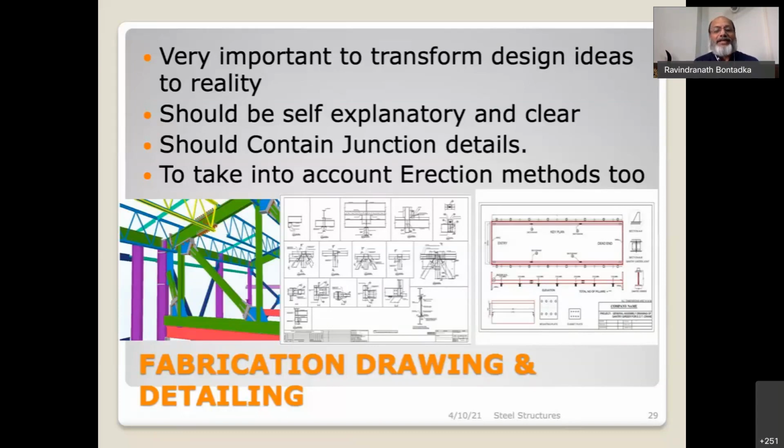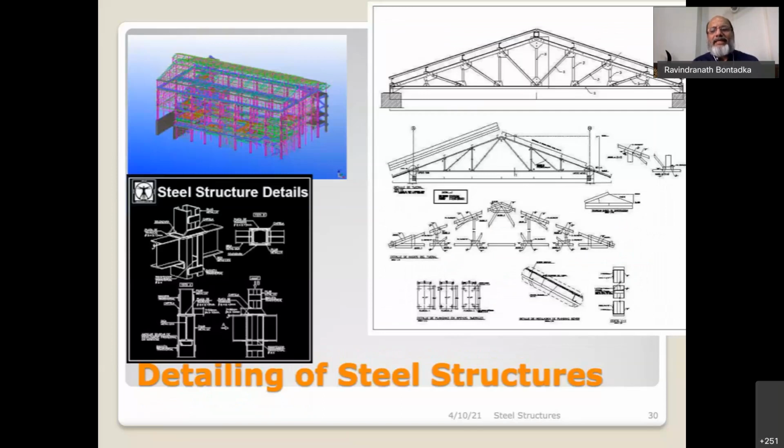When you are making a fabrication drawing and detailing, it is very important to have a discussion with the fabricator and the erector together about how it has to be, and then we detail it accordingly. The next is detailing of steel structure. As I said, this is one example on the truss. It's not just truss. We start with the general arrangement drawing. After the general arrangement drawing, we have to see what the different members and different sections are.